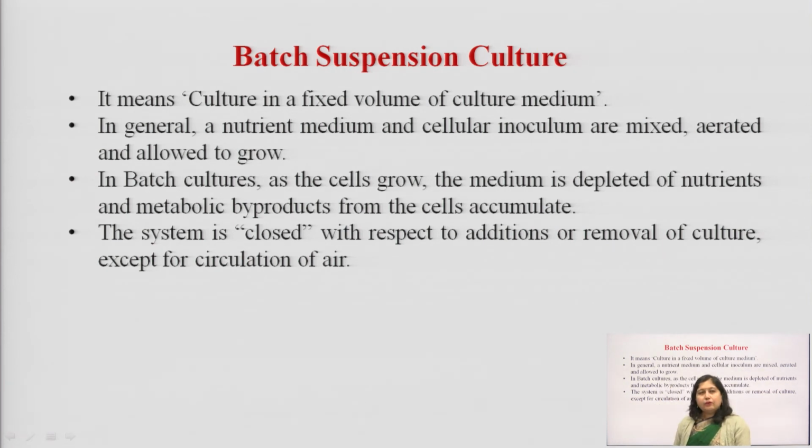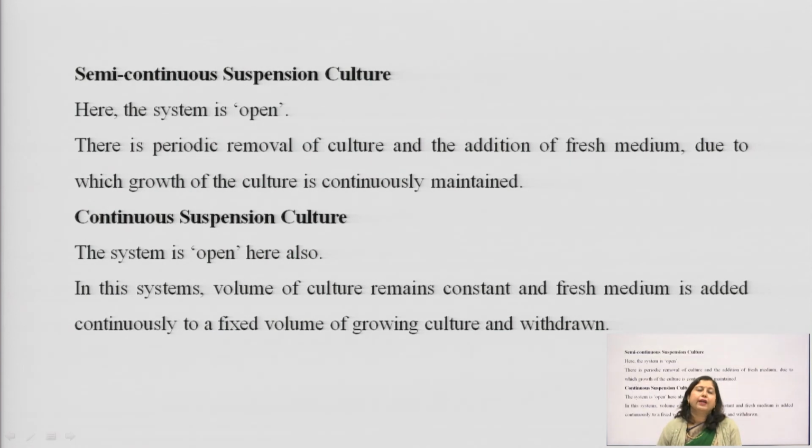So, we are coming back to the batch suspension culture. As I told you, it means the culture in a fixed volume of culture medium. In general, a nutrient medium and cellular inoculum are mixed, aerated and allowed to grow. In batch cultures, as the cells grow, the medium is depleted of nutrients and metabolic byproducts from the cells accumulate. The system is closed with respect to the addition or removal of culture except for circulation of air.